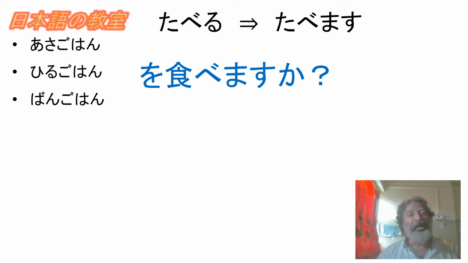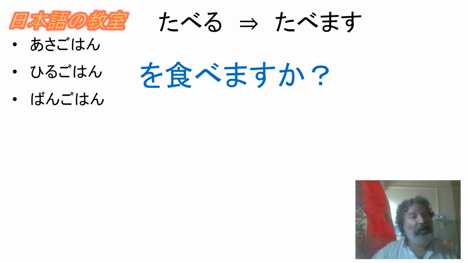And taberu is a very easy verb. To put a mas onto taberu, all you do is drop the ru, taberu. Remember how I put all those endings in colors in the previous slide? So this one is taberu. Just drop that ru and add mas. So taberu is an easy verb to conjugate. Tabemasu ka? Hiru gohan o tabemasu ka?